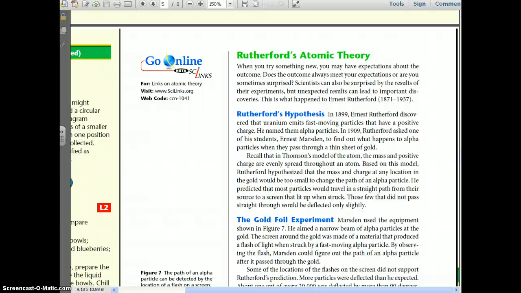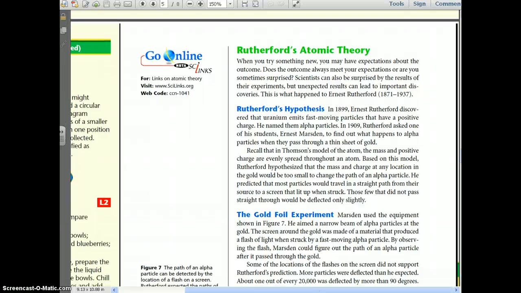In 1909, Rutherford asked one of his students, Ernest Marsden, to find out what happens to alpha particles when they pass through a thin sheet of gold. Recall that in Thomson's model of the atom, the mass and positive charge are evenly spread throughout an atom. Based on this model, Rutherford hypothesized that the mass and charge at any location in the gold would be too small to change the path of an alpha particle. He predicted that most particles would travel in a straight path from their source to a screen that lit up when struck. Those few that did not pass straight through would be deflected only slightly.